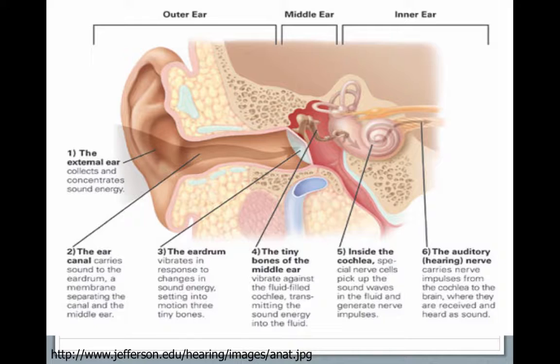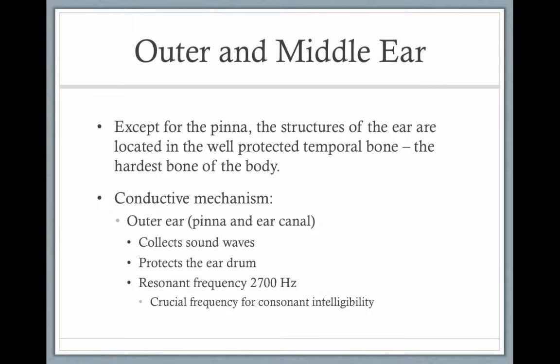We're going to speak about the portions of the ear now, the outer ear, the middle ear, and then we'll go on to talk about the inner ear and the auditory nerve. So the outer and middle ear.